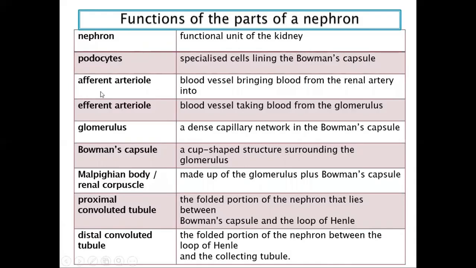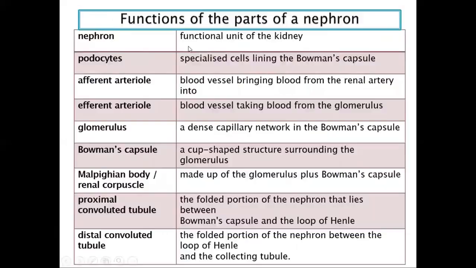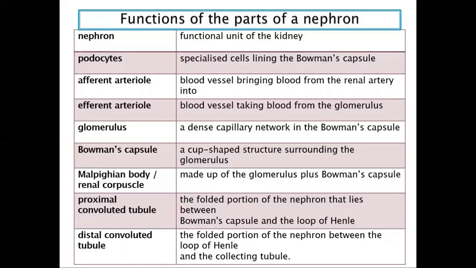You have to know that. It has what are called the podocytes. These are specialized cells lining the Bowman's capsule. So if you look at it here, you'll find out that the cells which line here, we call them podocytes.